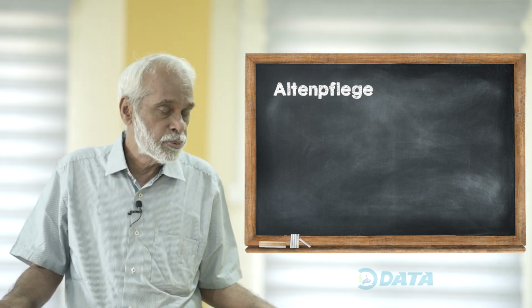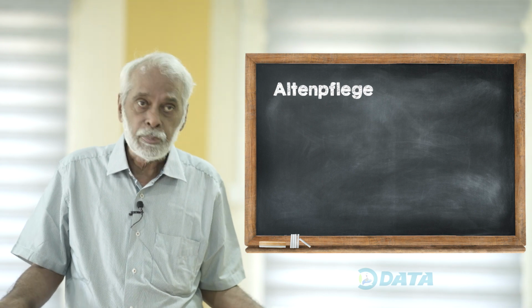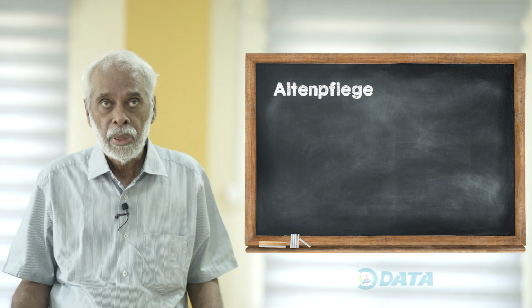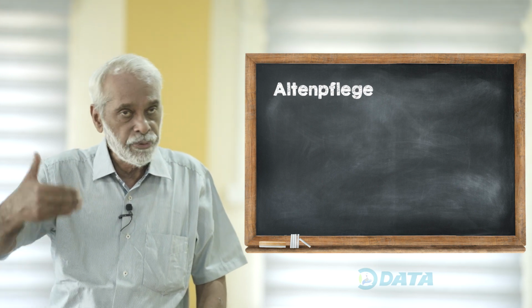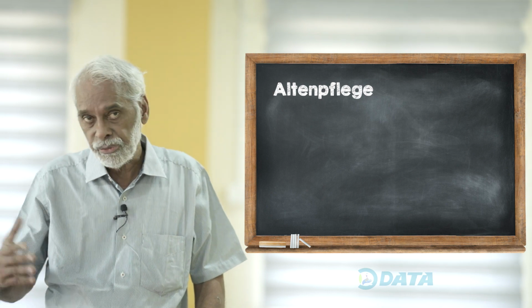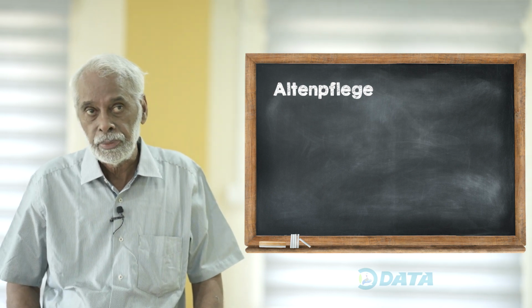Then Altenpflege also is a part of this Pflege. Altenpflege usually takes place in an Altenheim where people are very old. You have to look after them, and all the above Pflegen we have mentioned earlier come into this also as far as Altenpflege is concerned.